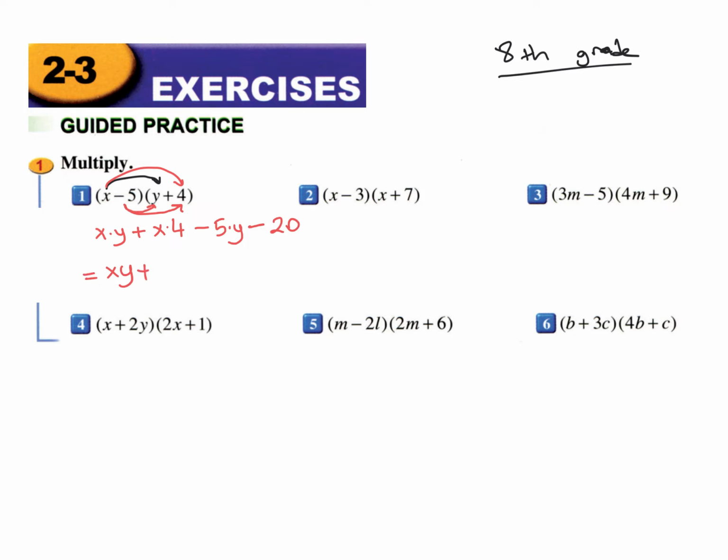And after that, that part is also important. x times 4 is 4 times x, which is 4x. In math, generally, we write the numbers first, then letters. I think you remember that 3 times 5 is equal to 5 times 3, which means you can change their places for multiplication, and it will not be a problem. And here, 4x minus 5y minus 20. And this is just the simplest of it.